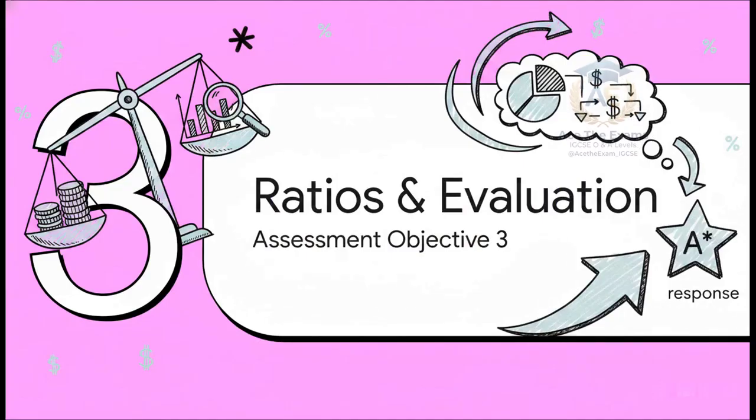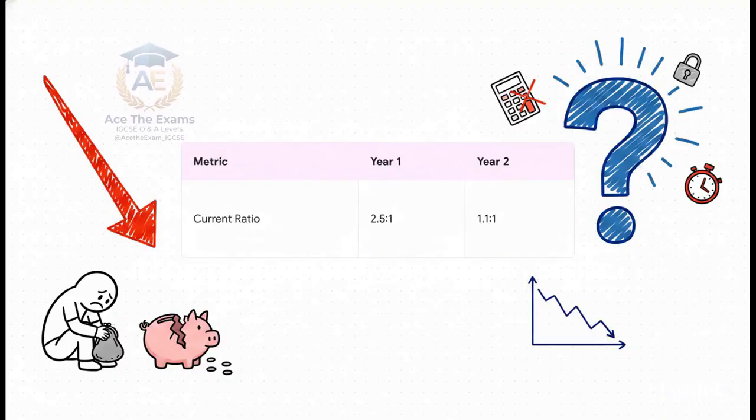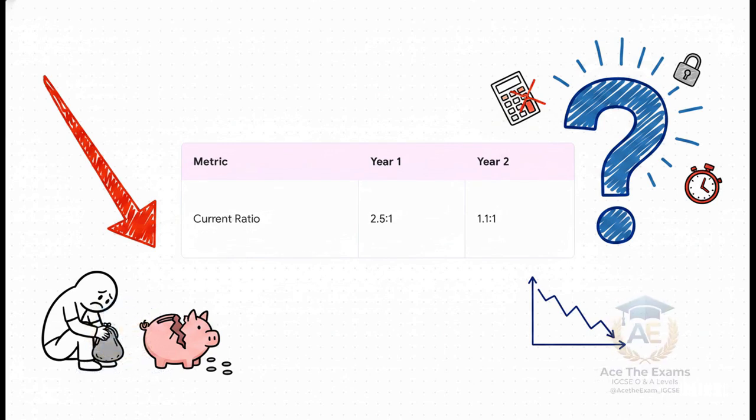Let's pivot to Part 3, AO3 ratios and evaluation. Take a look at this. Notice how the current ratio drops from 2.5 to 1 in year 1, all the way down to a pretty precarious 1.1 to 1 in year 2. Now, anyone can calculate this drop. The math is easy. But as an A-star candidate, you've got to ask the big question: why is this business suddenly struggling so hard to cover its short-term debts?